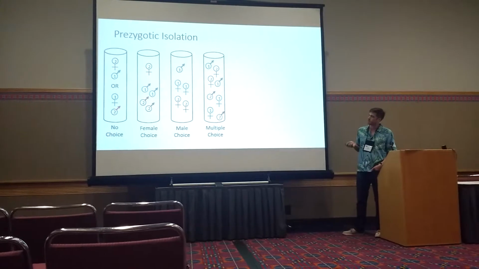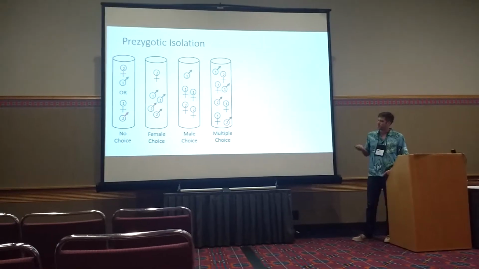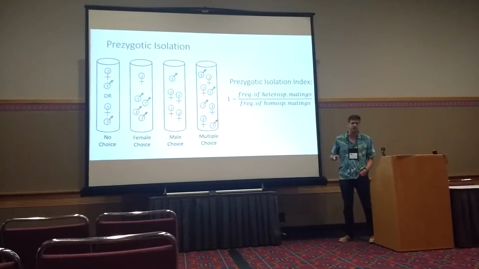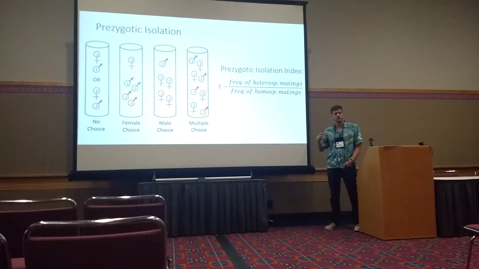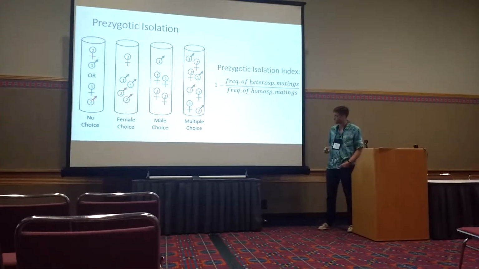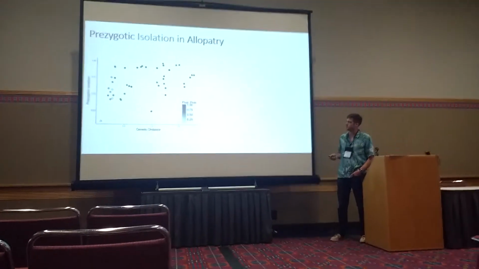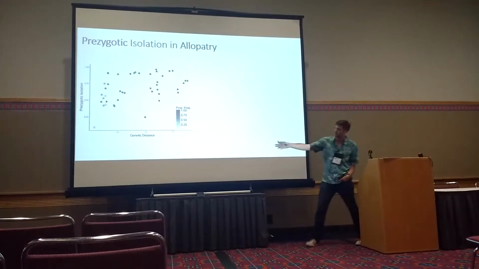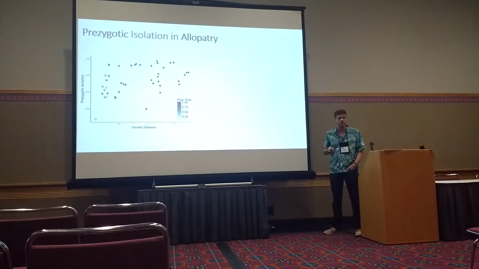And we see that when you're looking at prezygotic isolation, they came up with this index that's done mostly in the lab. You get no choice, female choice, male choice, multiple choice, and then there's an index of prezygotic isolation. It ranges from negative infinity, which is complete disassortative mating, to 0 to 1, which is complete prezygotic isolation. So if we look at these in their allopatric and sympatric species, in allopatry, as soon as you cross a threshold of genetic distance, your posterior probability shoots up. The dots here are colored according to the posterior probability of being independent.